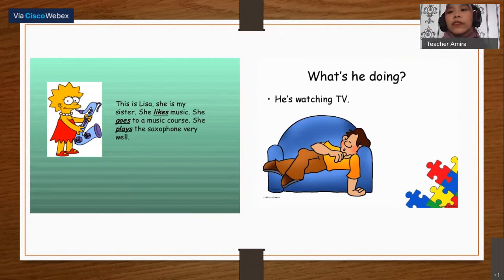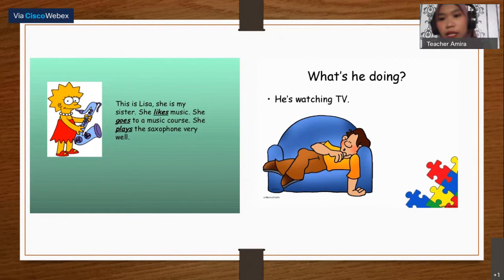So, before we start, I have prepared two situations here, as you can see in the slide. Okay, the first situation is this is Lisa. She is my sister. She likes music. She goes to a music course. She plays the saxophone very well.